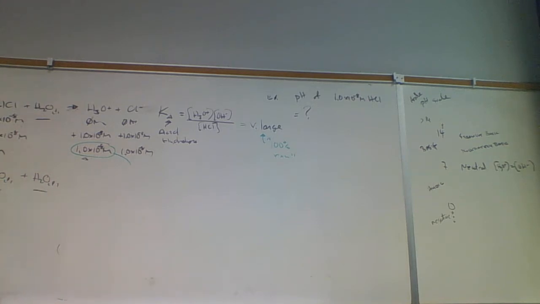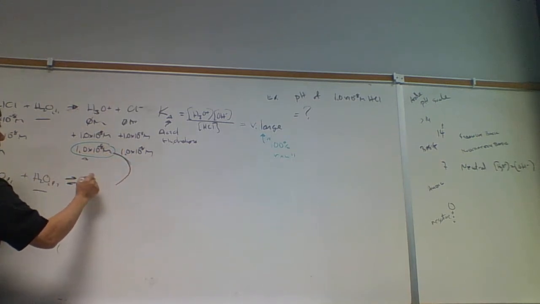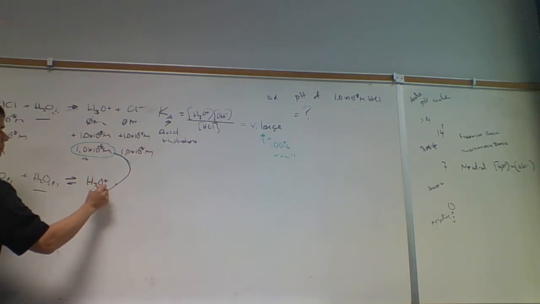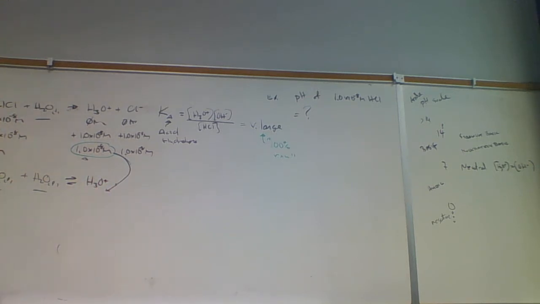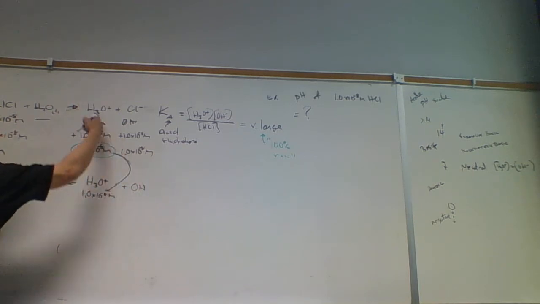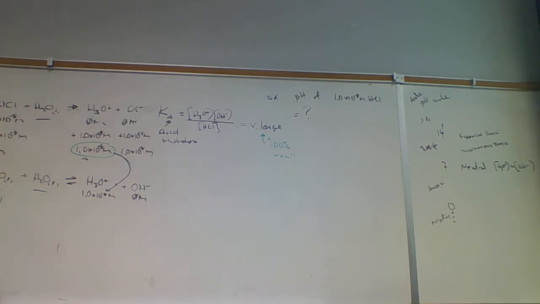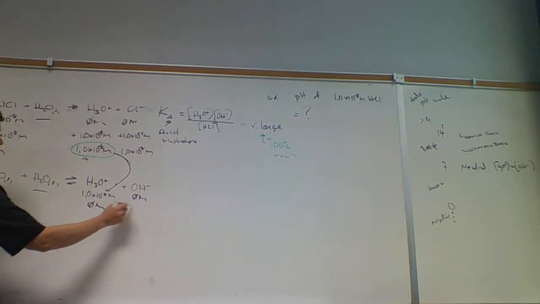And so what we do here is we just say initial. We assume that none of the water has reacted. If none of the water has reacted, then we'll carry this down here for the hydronium initial. The initial from the HCl, in other words, the initial from step one, this is called step two here, is 1.0 times 10 to the minus 8 molar. And step one doesn't yield any hydroxide, so there's zero molar here. And then the initial from water, we assume the water has not done anything yet. And so that's going to be zero molar and zero molar.